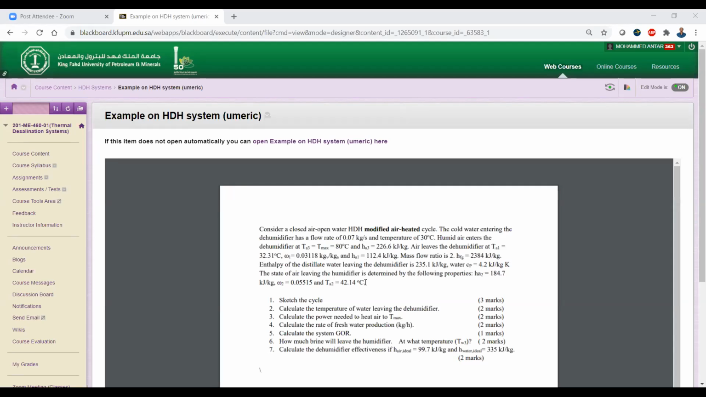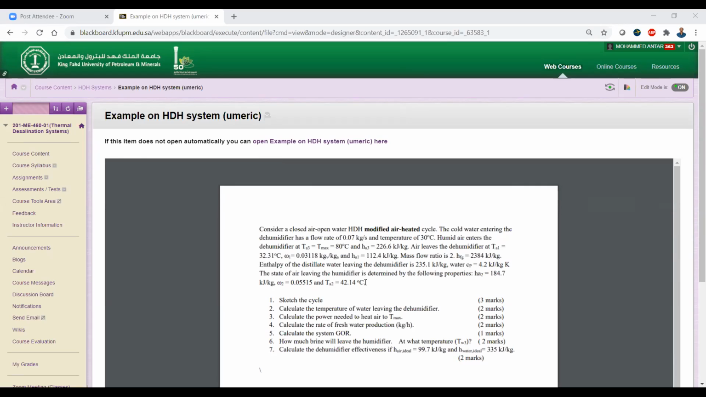What is needed? Number one, to sketch the system. Number two, the temperature of the water leaving the dehumidifier. If you recall, water enters the dehumidifier at the lowest water temperature. It gains energy from the condensing water vapor in the air, and then it leaves at a slightly higher temperature.